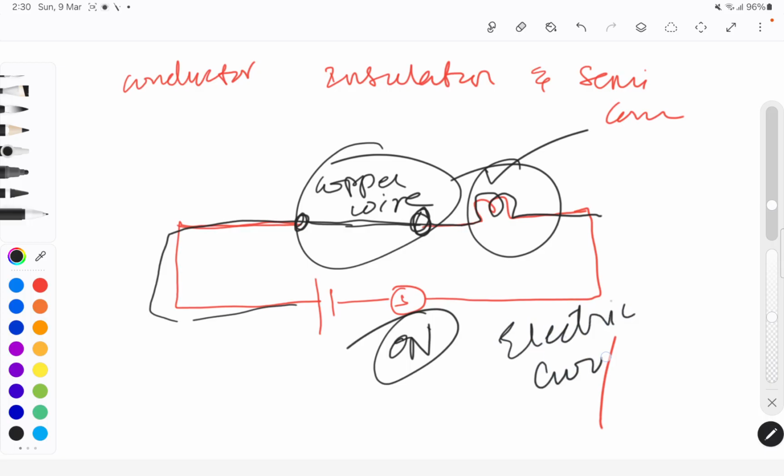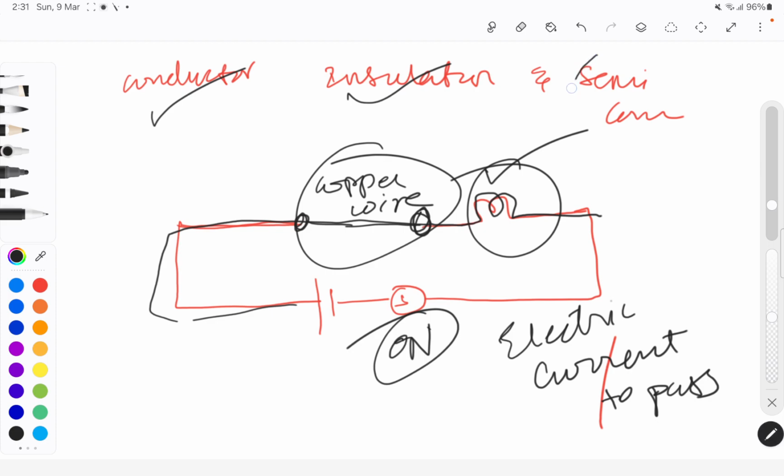Okay, so any material which allows the electric current to pass is called a conductor. Okay, clear with this? So these are very general classifications, conductors and insulators, right?